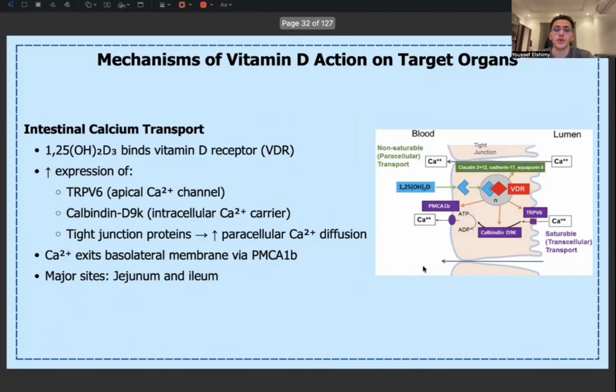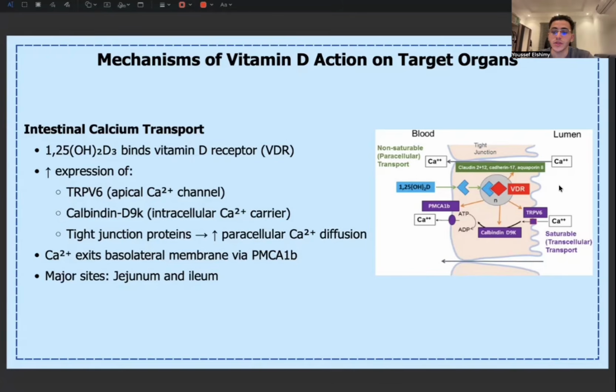So let's talk about the mechanism of vitamin D action on targeted organs, starting with intestinal calcium transport. The active form of vitamin D3 binds to vitamin D receptors in the enterocytes, especially in the jejunum and the ileum. This leads to the expression of the TRPV6 apical calcium channel, as well as calbindin D9K, as well as tight junction proteins to allow for paracellular calcium diffusion.